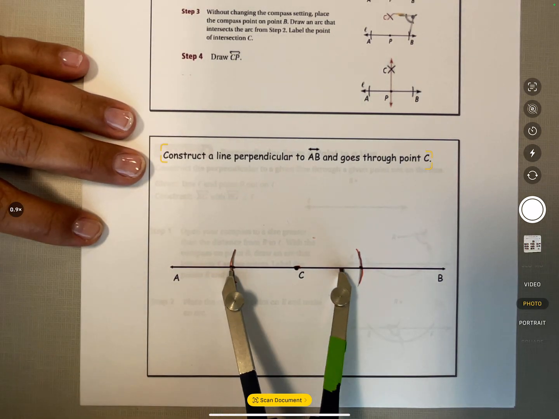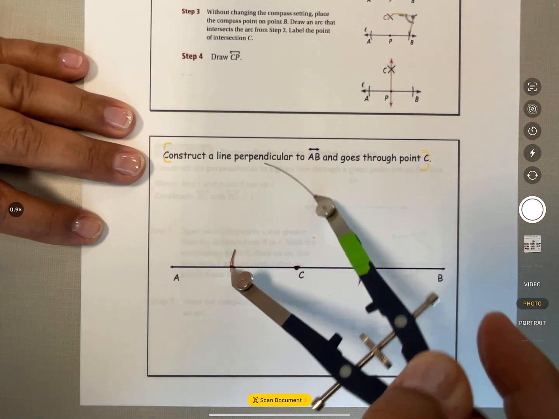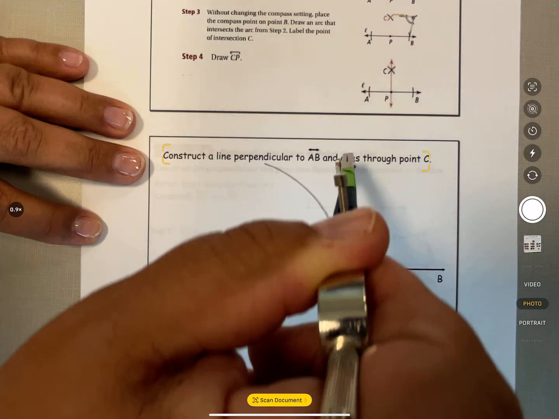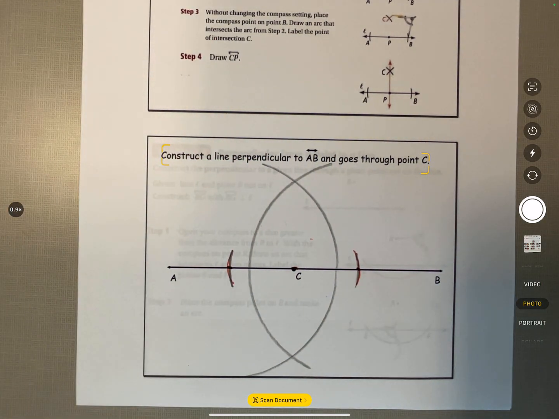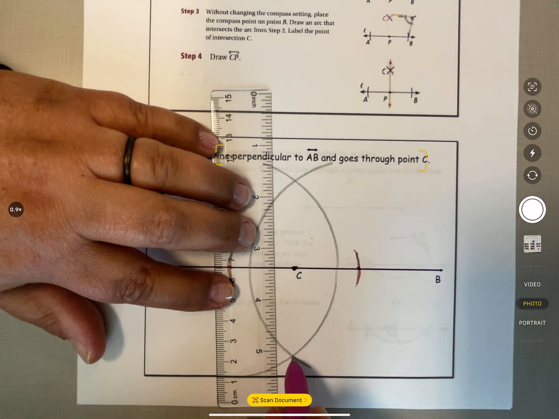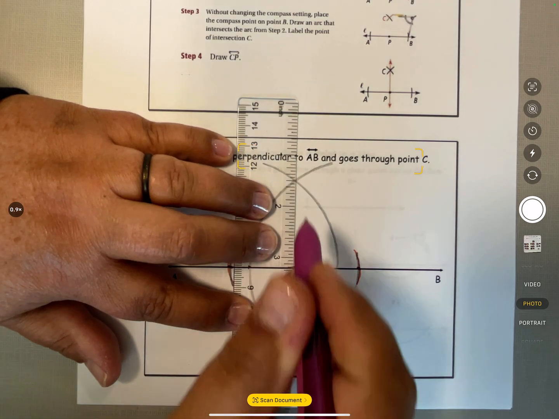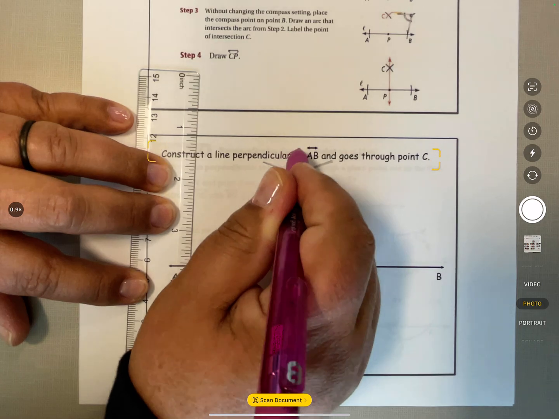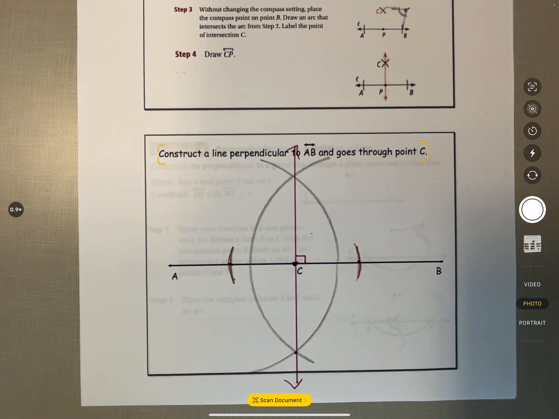Keep in mind, when you're Chanelling, you have to be more than halfway. So I'm going to go more than halfway, do a semicircle, preserve the distance, go to the other point and do another semicircle. Where the line crosses both above and below is now my perpendicular line. And it had better go through point C. So I've constructed a line perpendicular to AB, and it's going through C.